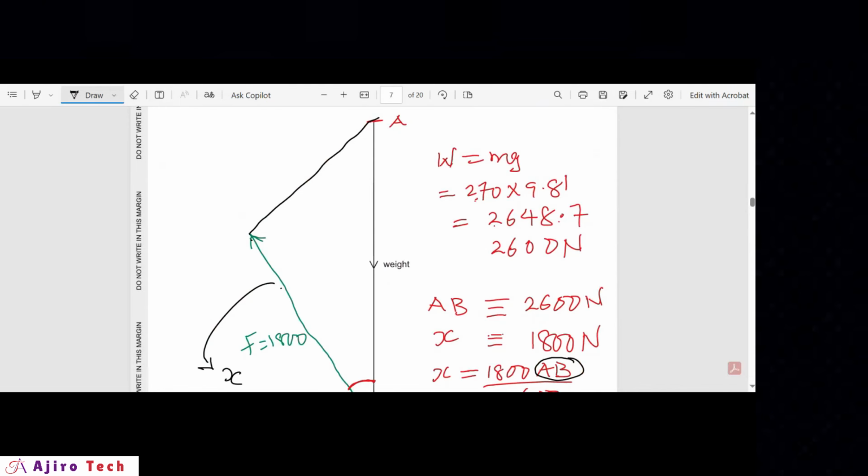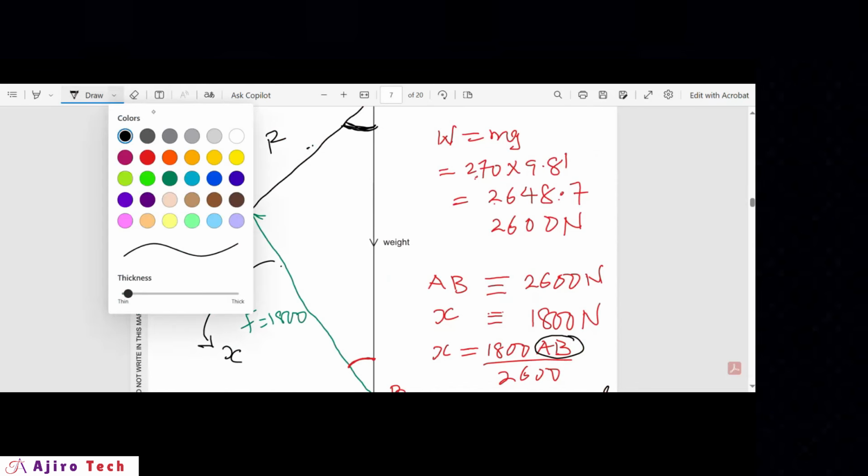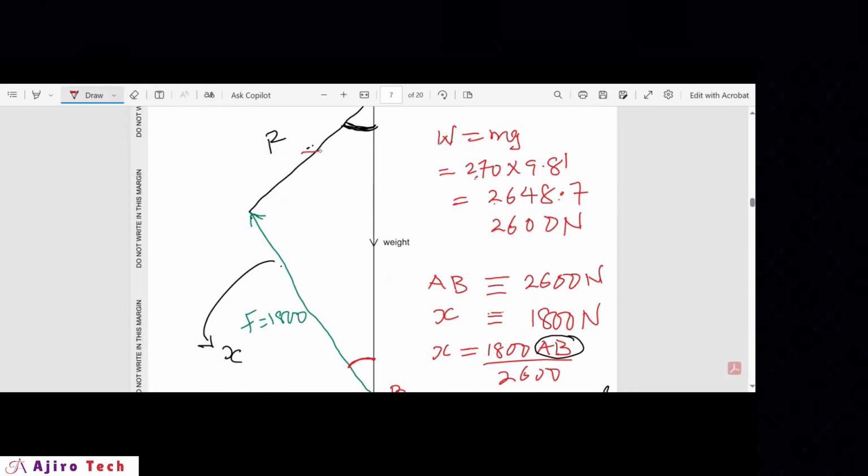Now, when you do that, you label whatever angle you got here. Here is also labeled as 25, here is labeled as R. The arrow is going to be like this, it's going to be up. The arrows will follow each other because it's in equilibrium.